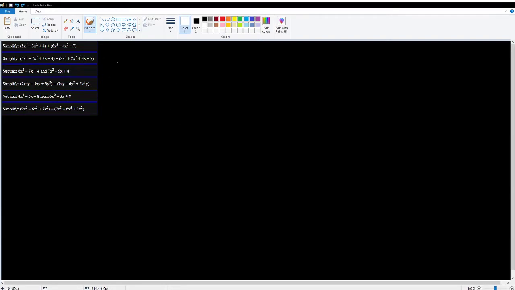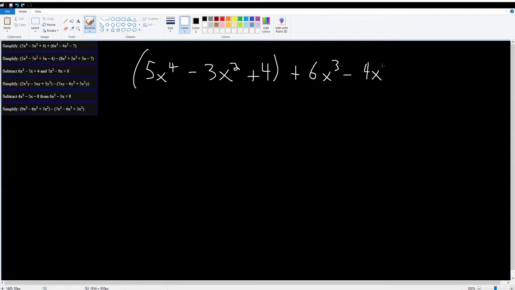Okay, so let's rewrite this. We have 5x to the fourth minus 3x squared plus 4, in parentheses, plus 6x cubed minus 4x squared minus 7, also in parentheses. One thing we can see is that these two parentheses are joined by this addition symbol, and that means the parentheses are kind of redundant. We don't really need them.